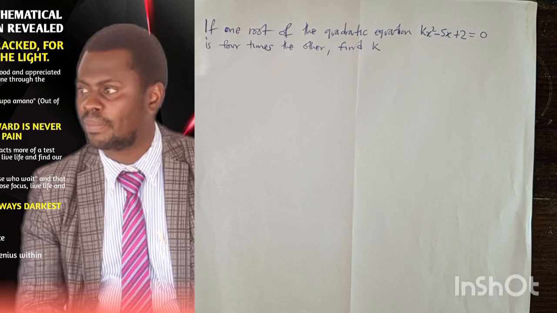If one root of the quadratic equation kx squared minus 5x plus 2 is equal to 0 is 4 times the other, find k.